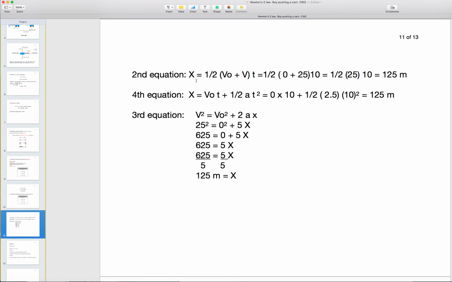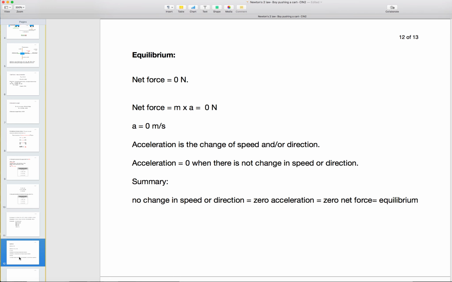So if I pick the second equation, I will be applying this formula here. Initial velocity is 0, and the final velocity is 25 after 10 seconds, and it's going to give you 125. If you use the 4th equation, also you put everything by its value, you get this. The 3rd equation gives the exact same answer.